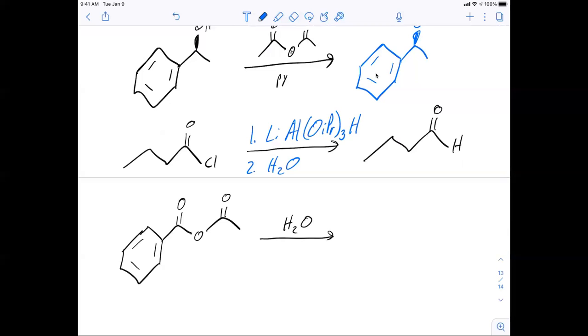The last one, I'm going to end up with what? Well, this is just hydrolysis, right? I don't need anything else with chlorides and anhydrides than just water. So I'm going to end up with this acid plus this acid. And in most cases, the more complicated acid is the one that you're going to focus on.